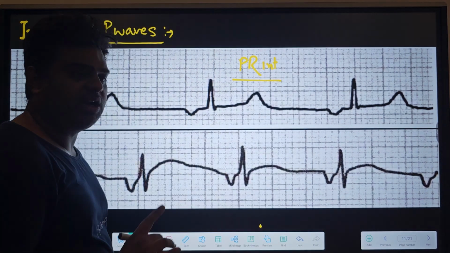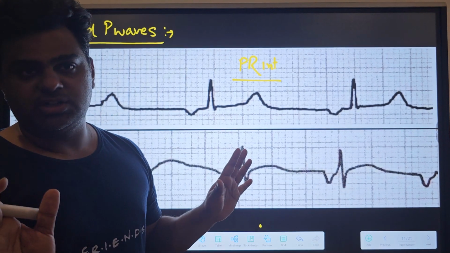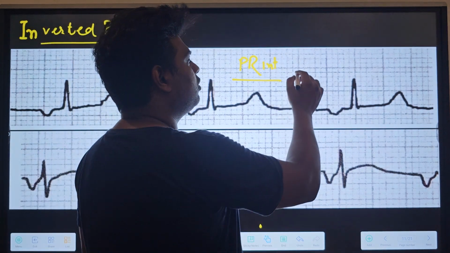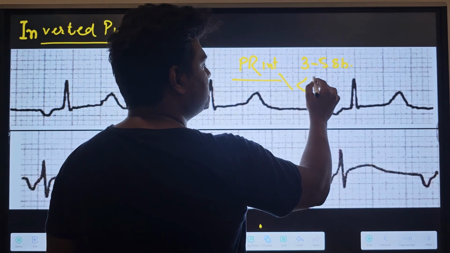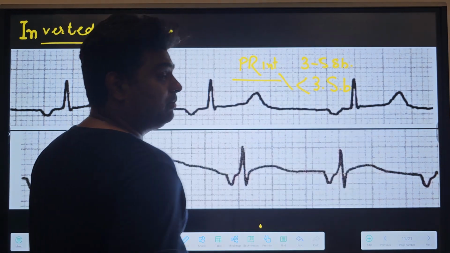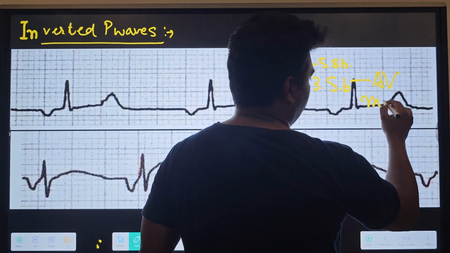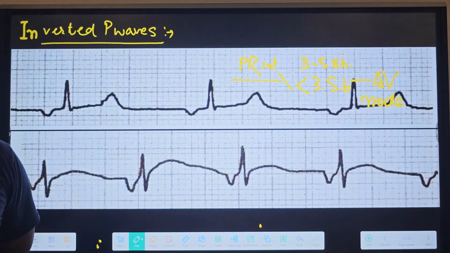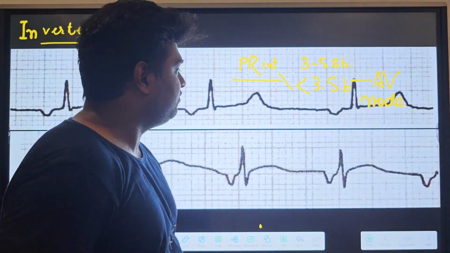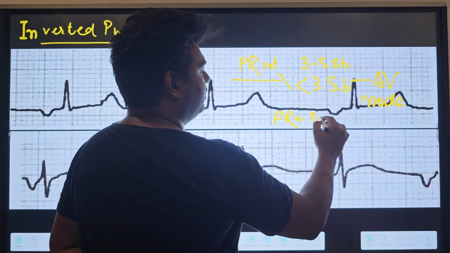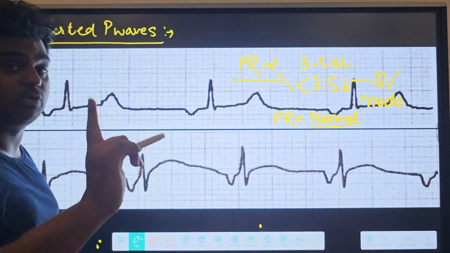If this P wave is produced by the AV node, there will be no PR prolongation. The PR interval will be very short, and the normal PR interval is between 3 to 5 small boxes. So if the PR interval is less than 3 small boxes, that means it is produced by the AV node. And if the PR interval is normal, that means it is produced somewhere in the atria between the SA node and AV node, but not from the AV node.